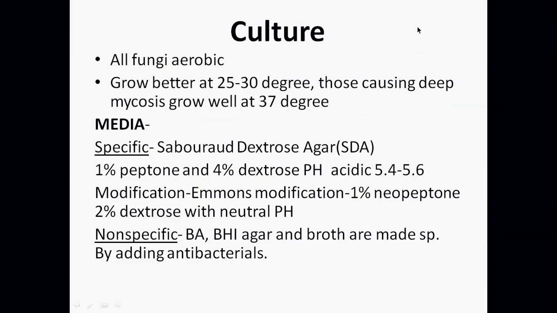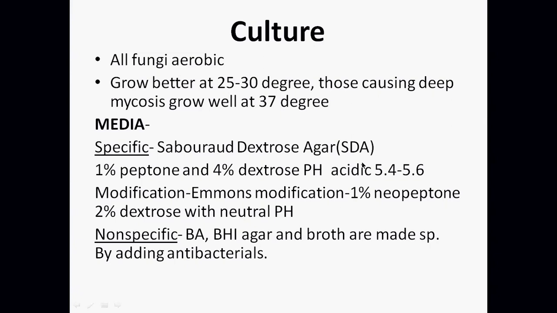Now coming to the next part of diagnosis, after microscopy always we go for culture. So the next thing is culture of fungi. Now remember, all fungi are aerobic and they grow better at 25 to 30 degrees centigrade. Those causing deep mycosis grow well at 37 degrees centigrade. Usually fungi can be grown on the routine media like blood agar, BHI agar, which are used for bacteriology, but the specific media which is used for growing fungi is Sabouraud dextrose agar.